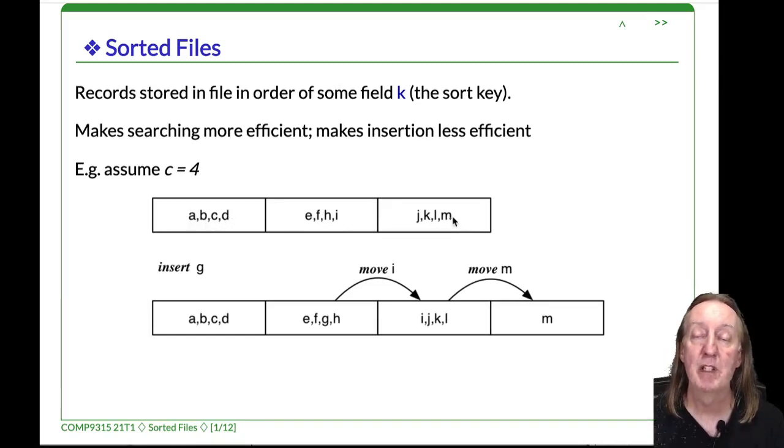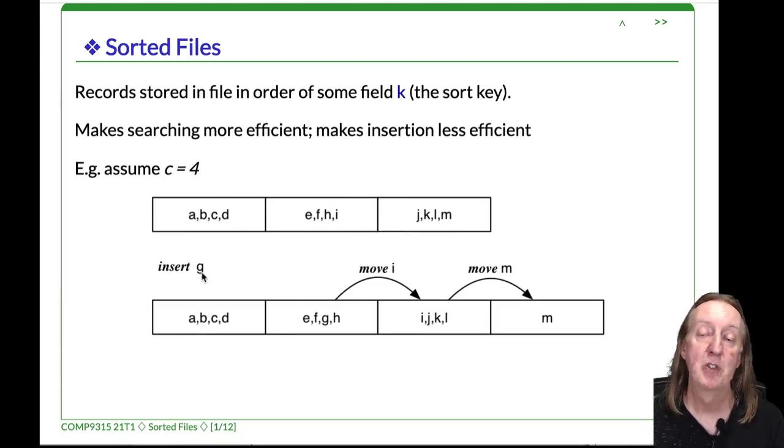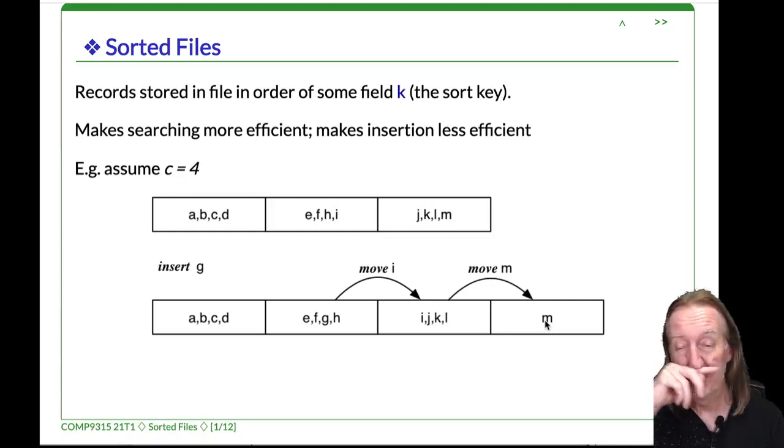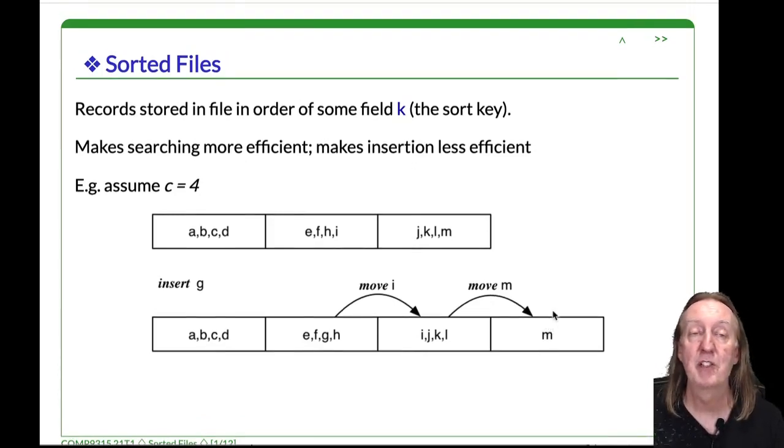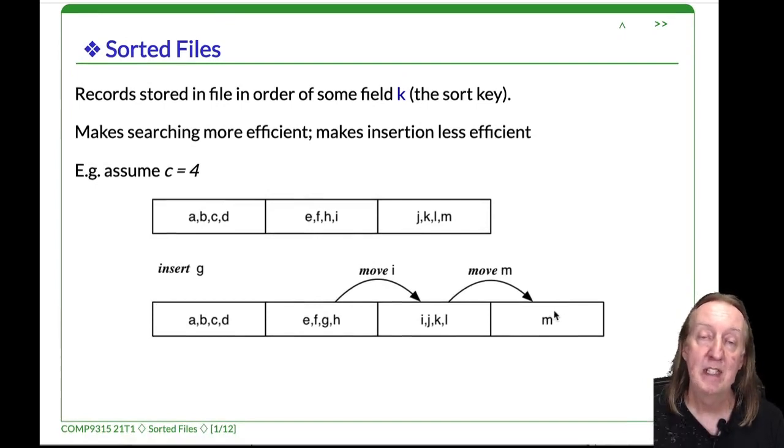We assume that we can fit 4 tuples per page. If we have a very naive approach to insertion, and we want to insert the tuple G, it has to go in this page in between F and H, but this page is already full. Therefore, we would have to move I into a page which is already full, so we would need to move the largest value in that page to a new page. So it could result in a substantial rearrangement of data in the file.